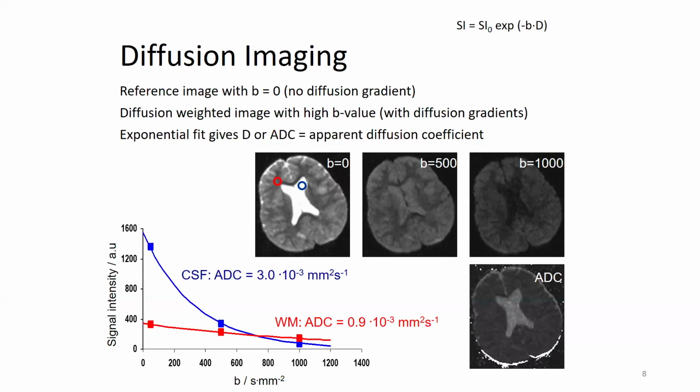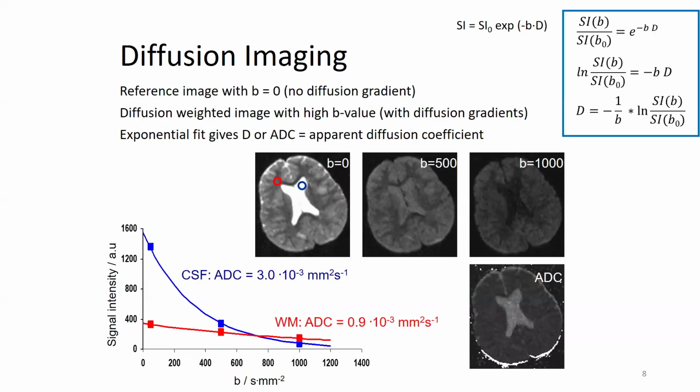Well, how can I calculate this? Well, again, I had this equation. You don't have to completely remember, but you can rearrange the equation, and from this you can have the diffusion coefficient. It's 1 over b times the log of the signal intensity at b divided by the signal intensity of b0.